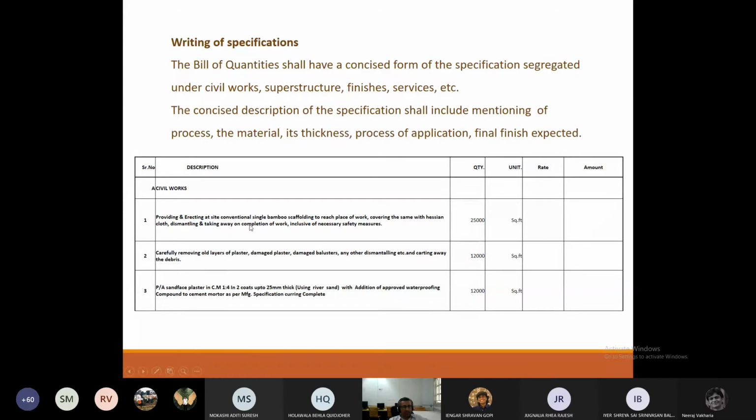Dismantling and taking away completion work inclusive of all necessary safety measures. The entire area of the bamboo scaffolding is around 25,000 square foot. That's the rate that is expected. That's the work that is.